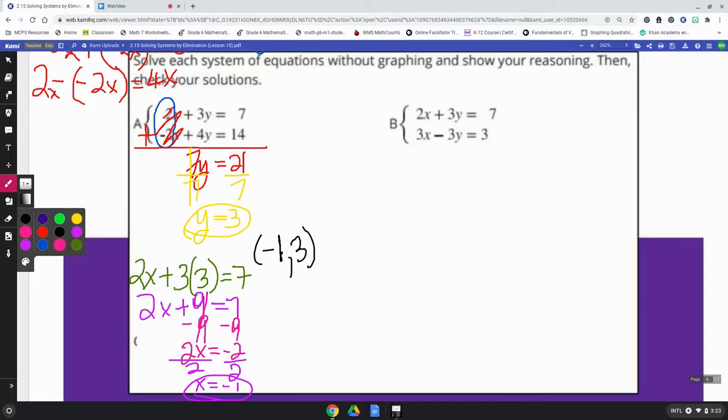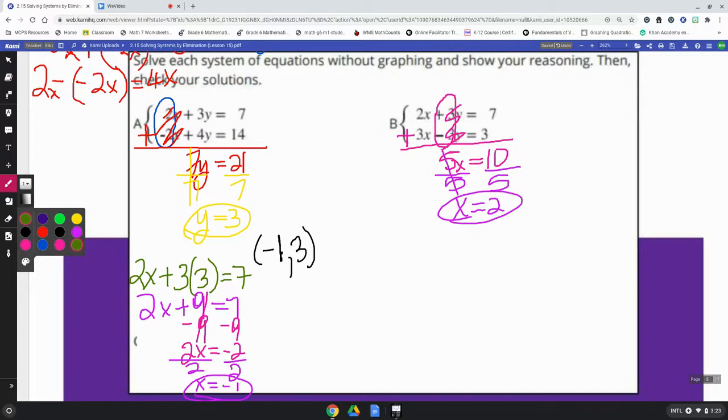All right, so for the next one, the coefficients of the y variables have the same absolute value. One is a positive 3, one's a negative 3. So I'm going to add. Once again, they're opposites, so I add so that I can eliminate the y. That gives me 5x equals 10. I'm going to need to divide by 5 on both sides. So x is equal to 2.